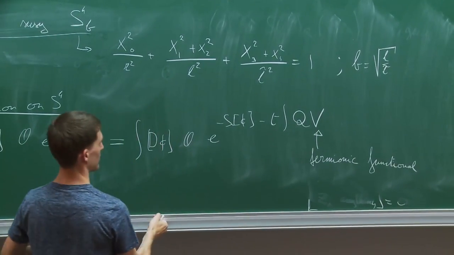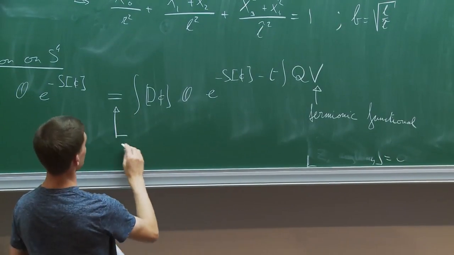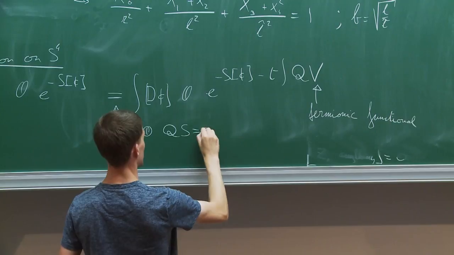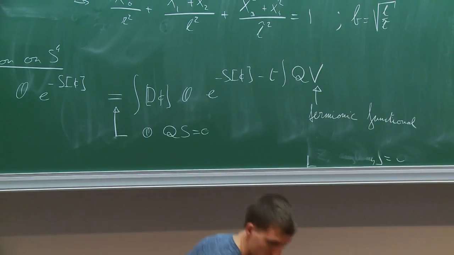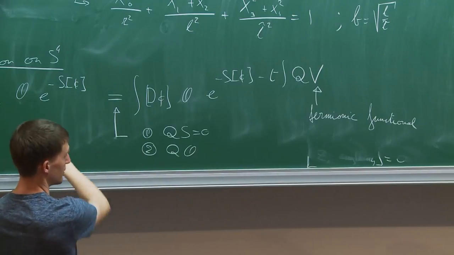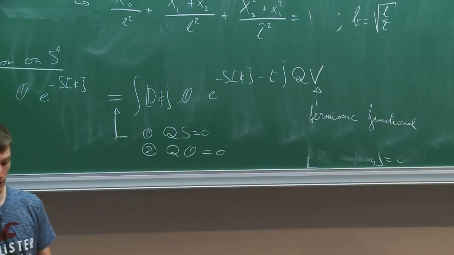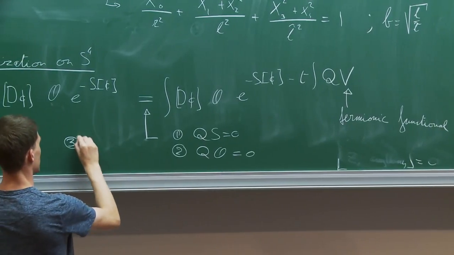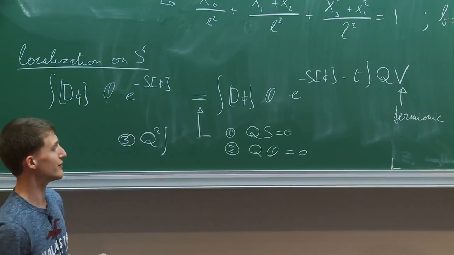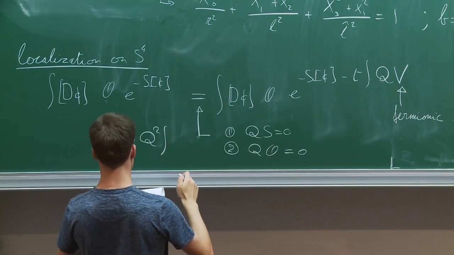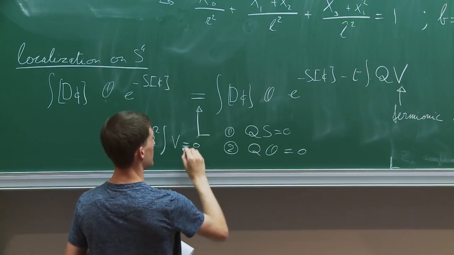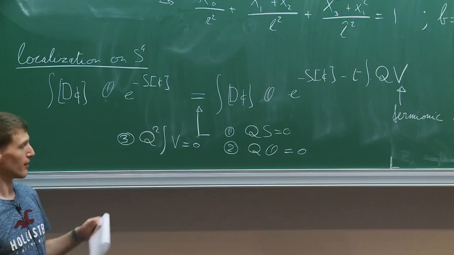And Q is such that three requirements are true. This equality is only true if, first of all, Q is a symmetry of S. Second, the operator insertions I have over here are also annihilated by the Q I choose. And thirdly, we need to make sure that Q squared, which is not necessarily zero, just as it was not zero in Francesco's lectures, also leaves V invariant. So those are the three requirements.